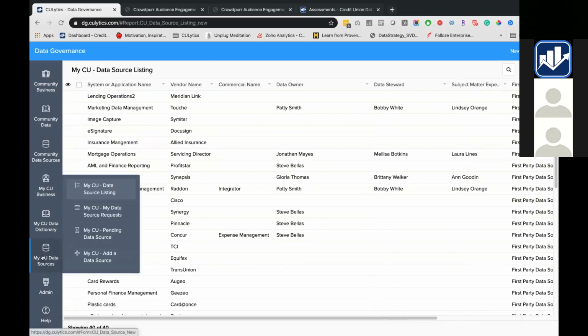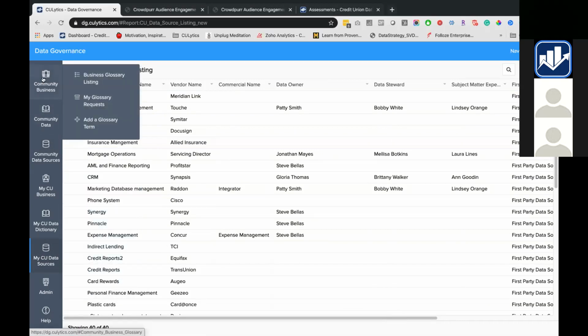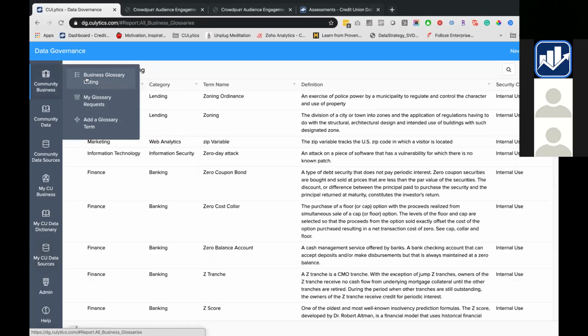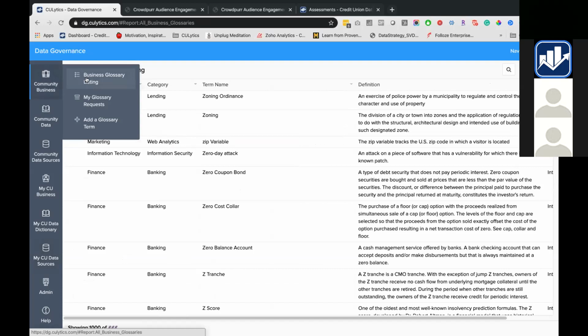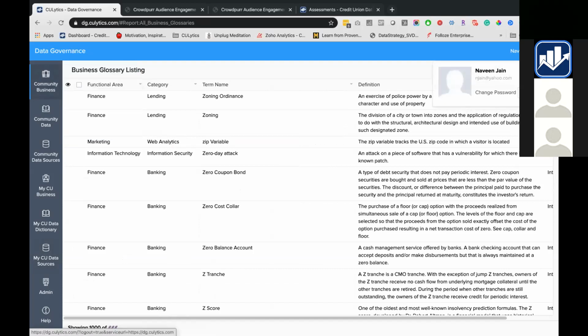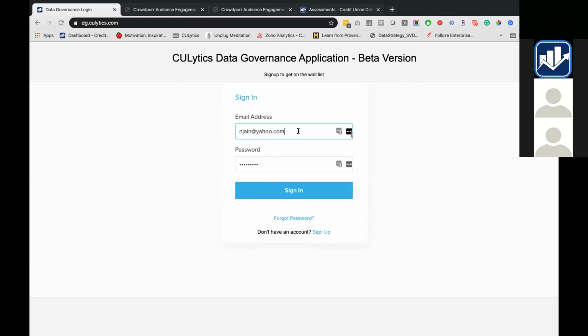And the key over here is that you have access only to the information for your credit union and not for anyone else. So the information that you're putting in this application, which is specific for your credit union, only you and your team have access to it, and no one else. If I log in as an admin user, I will see a slightly different view.